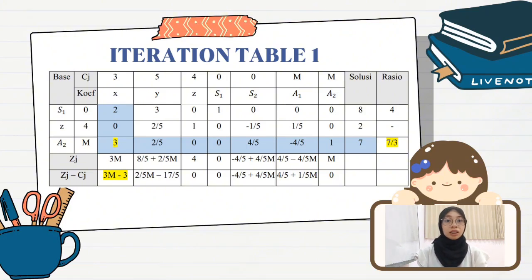Now, when doing this OBE, you need to be careful in calculating. So, after writing iteration table 1, we can determine the key column by looking at the minimization case where all Zj minus Cj must be less than or equal to 0. If there are positives, then that is the key column. Then to find the key row, select the row with the smallest positive ratio.